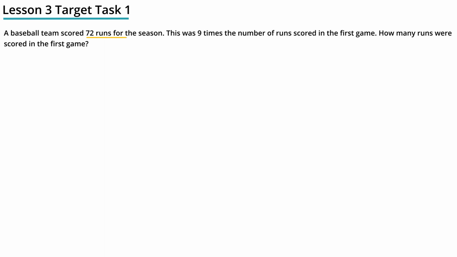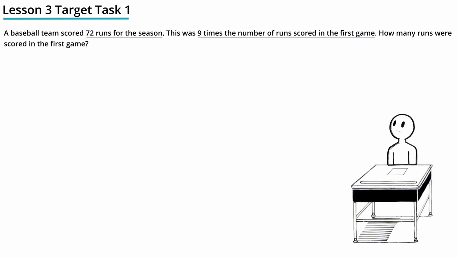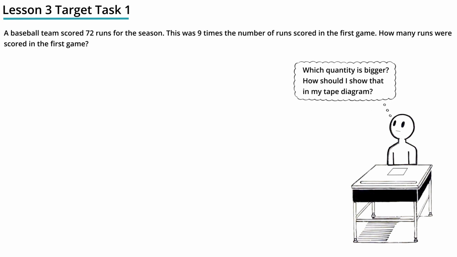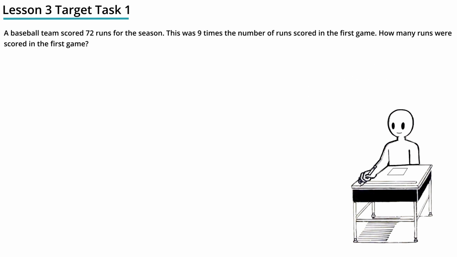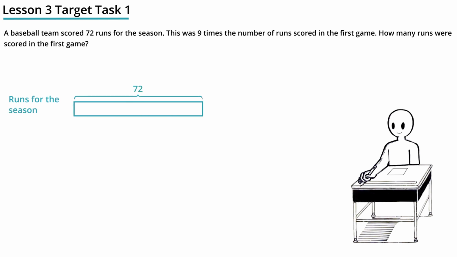Students are told how many runs are scored in a baseball team season and that this is 9 times the number of runs scored in the first game. To solve, students might draw a tape diagram to represent the situation. Students might first ask themselves, which quantity is bigger? How can I draw a tape diagram to reflect the bigger quantity? Since the number of runs the team scored in the whole season is 9 times as many runs as they scored in the first game, they draw a large tape to represent the 72 runs for the season.